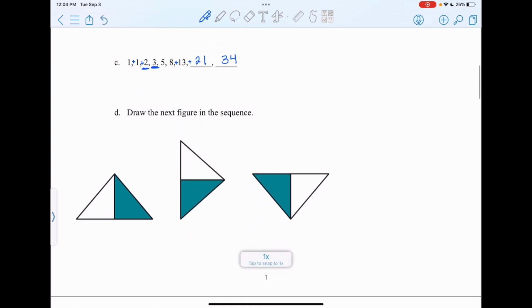Last one, it says draw the next figure in the sequence. It looks like I am rotating this triangle 90 degrees clockwise each time. So if I'm going to rotate it 90 degrees again, it is going to be facing this way, and the shaded part is going to be on top.